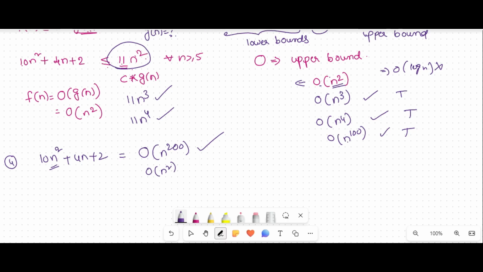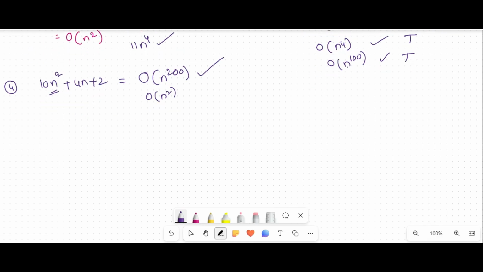Okay. So this is big O notation. What is big O notation? Big O notation is the upper bound of the given function. Big O notation tells the upper bound for the given function. Next notation, the second one, is omega notation.